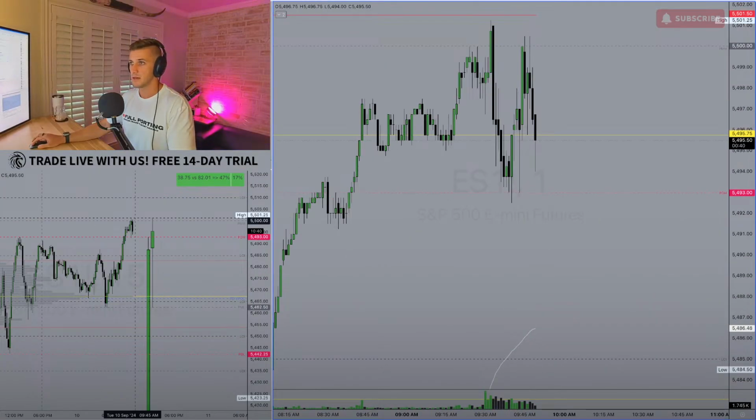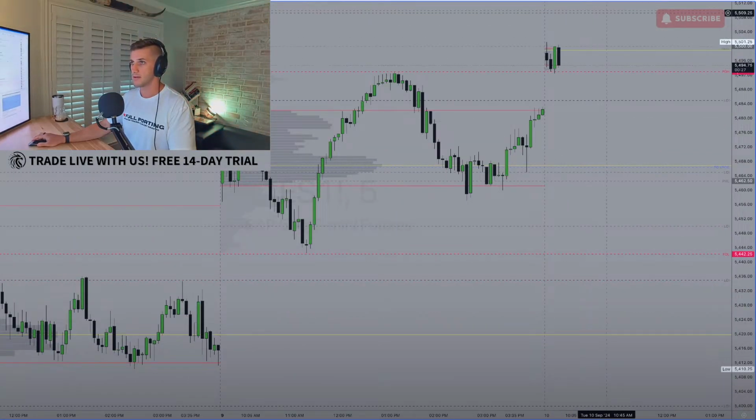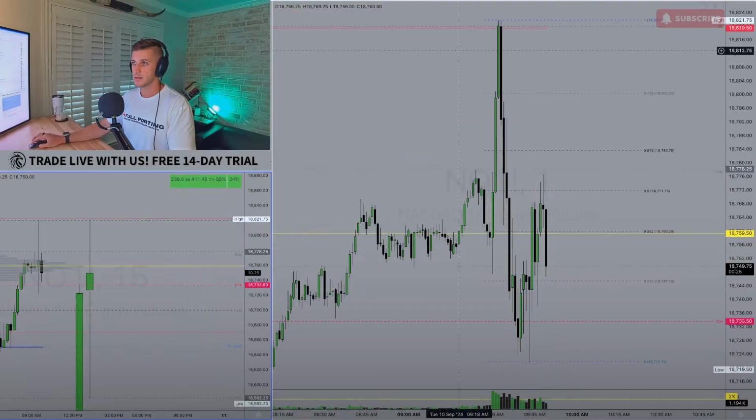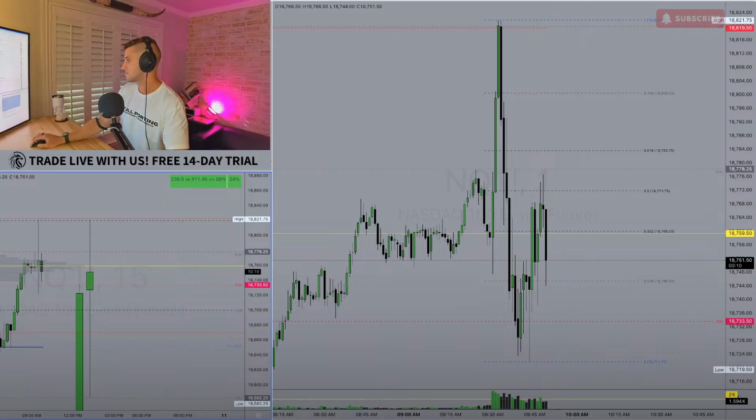Here's ES back near the session low. That is the prior day high as well. So far, this 5-minute just shows pure barcode, pure sideways. Keep that patience, patience, patience.